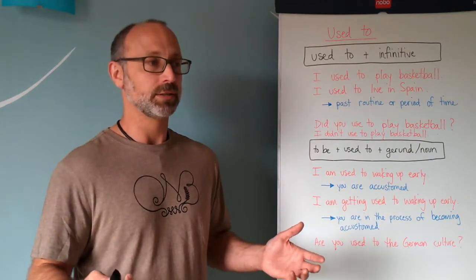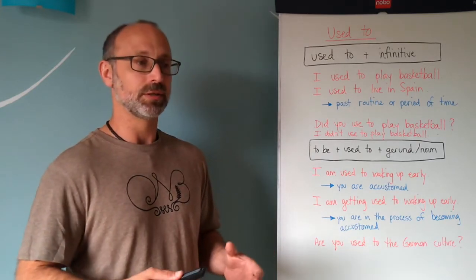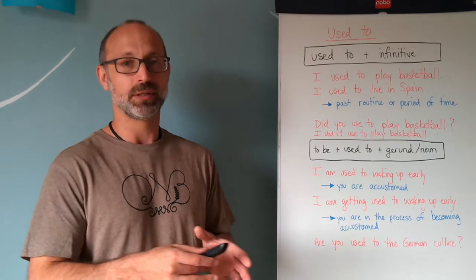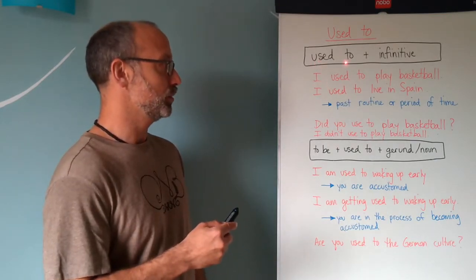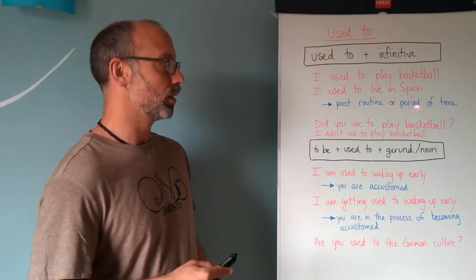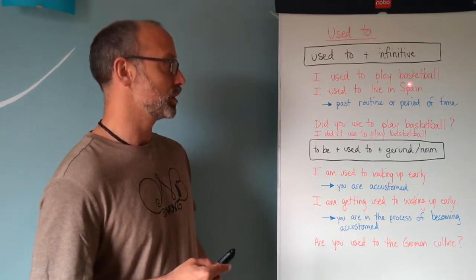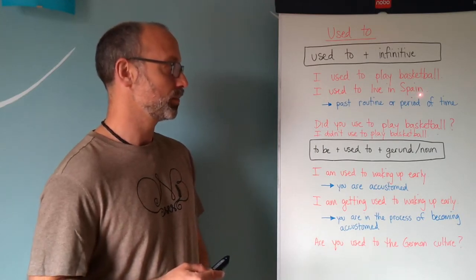So I used to live in Spain. Imagine that I lived in Spain for 2 years. It's not just something that you did very quickly and then it was over. So we can use this concept of used to plus an infinitive to speak about a past routine or a period of time, like these two examples we have here. I used to play basketball. I used to live in Spain.